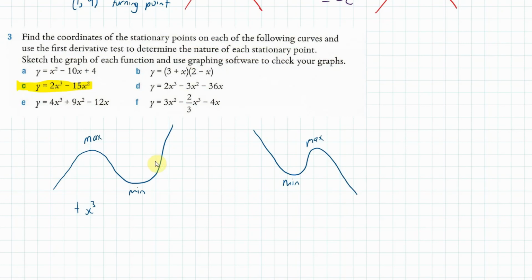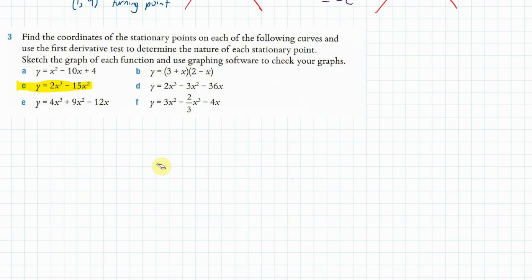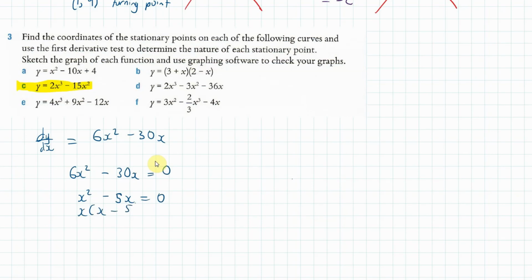So maybe I will do one for you. Okay, let me do just one. So let's do the C one. We'll go dy/dx is equal to 6x squared minus 30x. Now to find where the turning points are, we're going to set our gradient function equal to 0. Now I can divide everything by 6, so that gives me x squared minus 5x is equal to 0. And then I can factorize that, and that will give me x into x minus 5 is equal to 0.